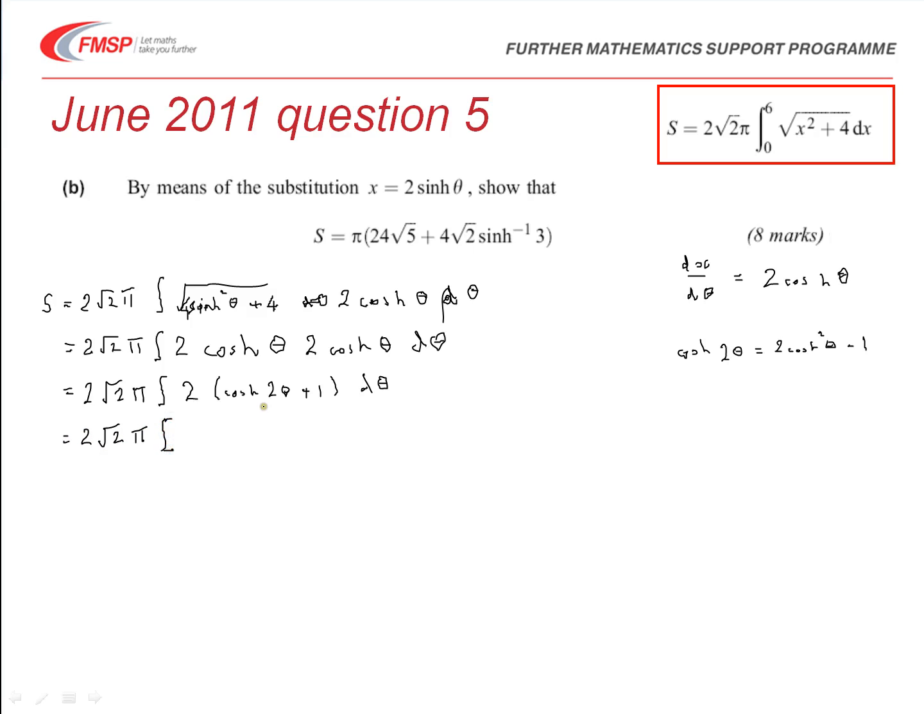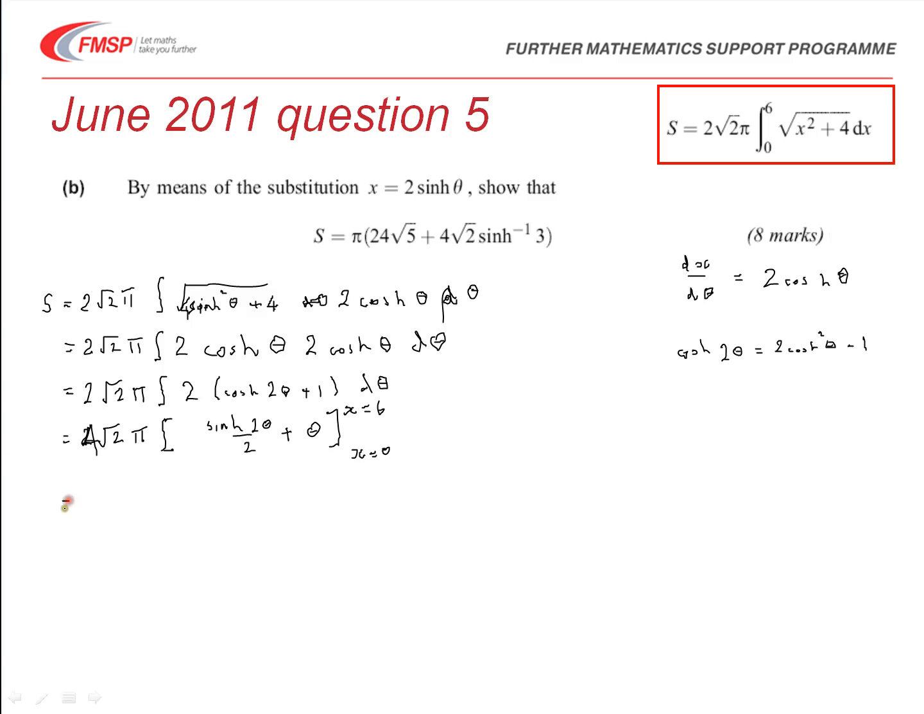Put square brackets there. Well, the integral of cosh 2 theta is going to be sinh 2 theta over 2. And the integral of the 1 is going to be theta. And of course there was a 2 here, which I could just put on the outside of this, and this would then become a 4 here. Okay, now the limits that we got, if you remember, were x equals 0 and x equals 6. So we can either change the limits, or we can change the thetas back into their respective expressions in terms of x. And I think under this one I'd probably go for that.